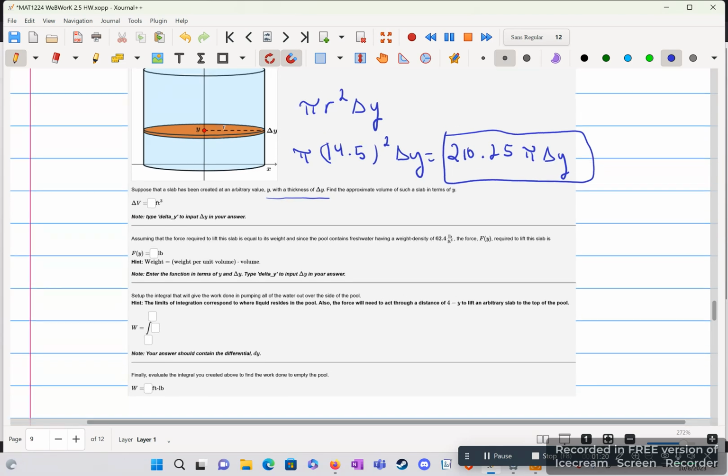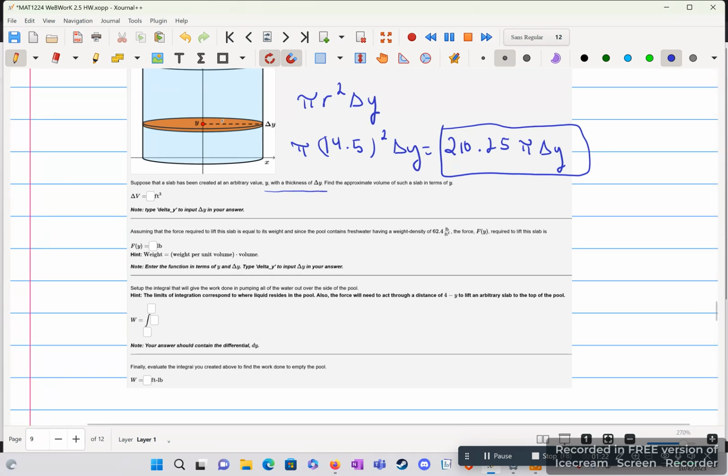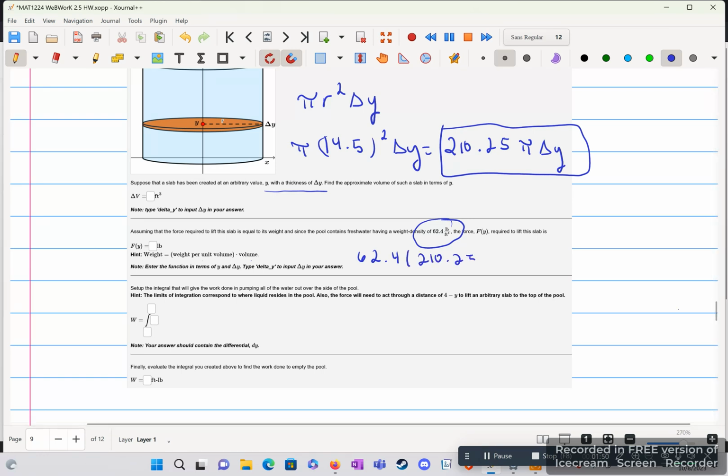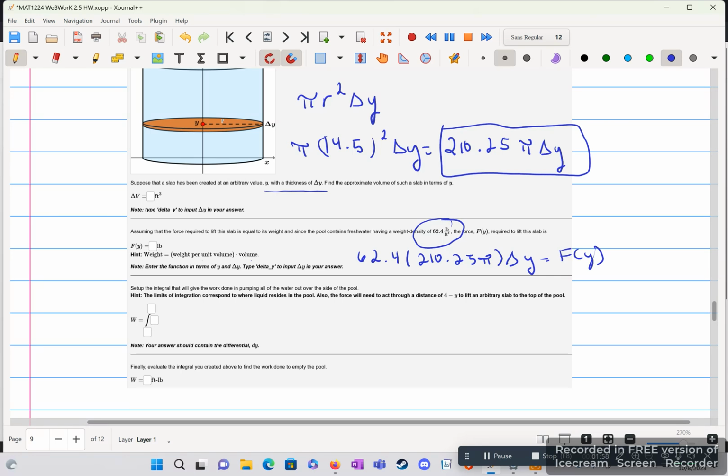Part 2, assuming the force required to lift the slab is equal to its weight, and since the pool contains fresh water having a weight density of 62.4, the force required to lift this slab is F of y. So we're given volume times weight per unit volume. So just exactly what we have times our weight density, 62.4 times 210.25 pi delta y. That's equal to F of y. And that is our answer.